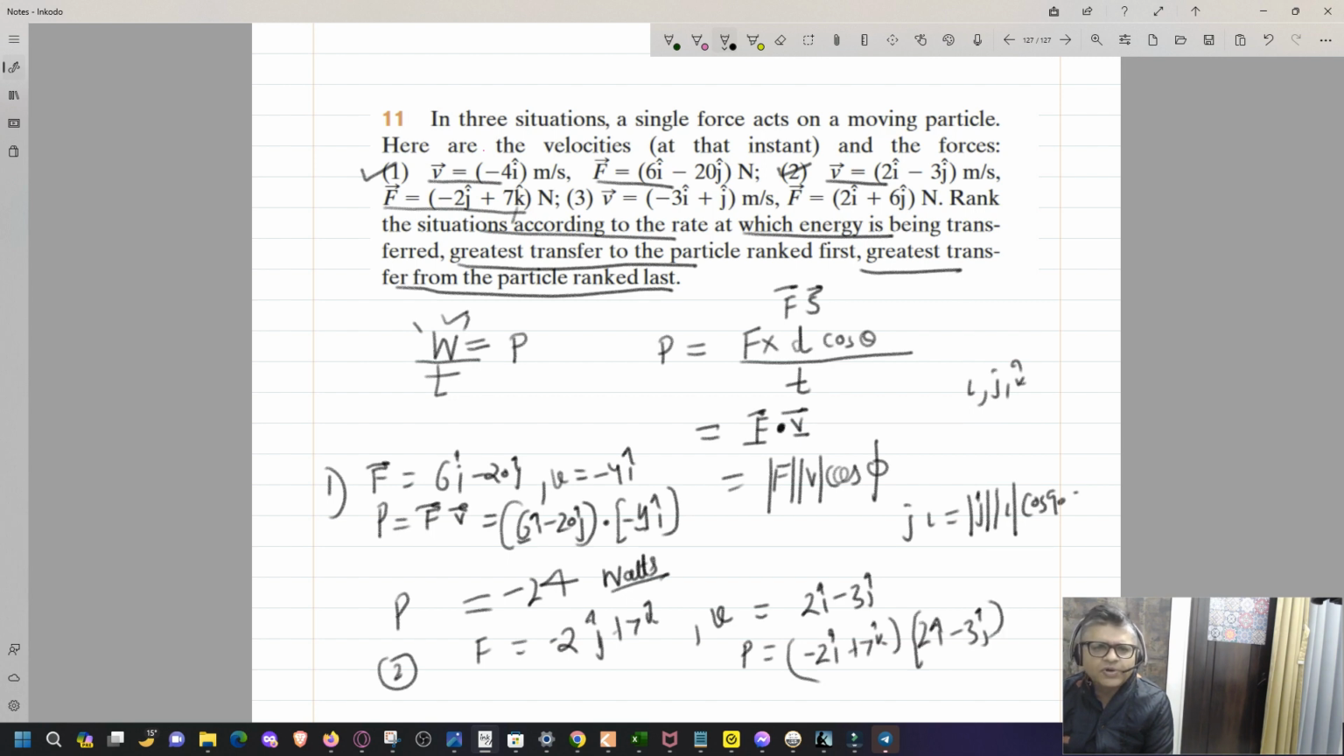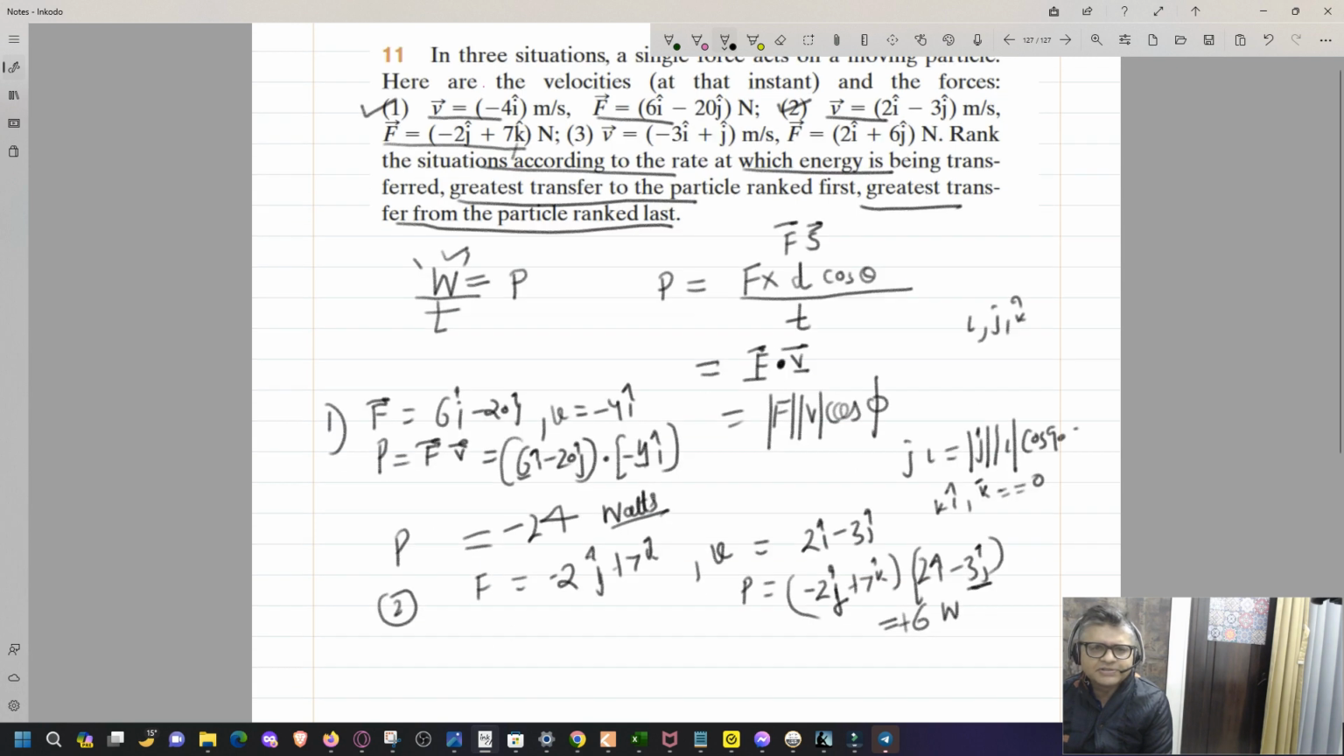So I think the only ones which are relevant here are the force J, this is J, and this is another J available to us. Okay, so only these two matter. So 6 watts. All the other dot products like K dot I, K dot J, all of this becomes 0 because the angle between them is 90 degrees. So you get a plus 6 watt, right? So you are supplying power in this case.